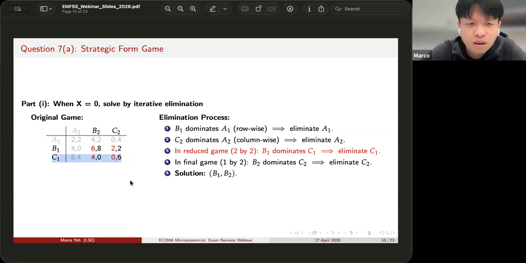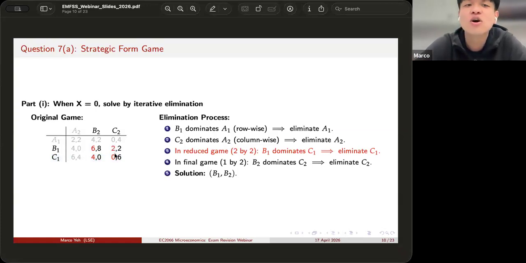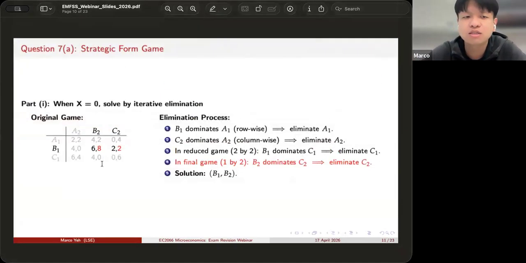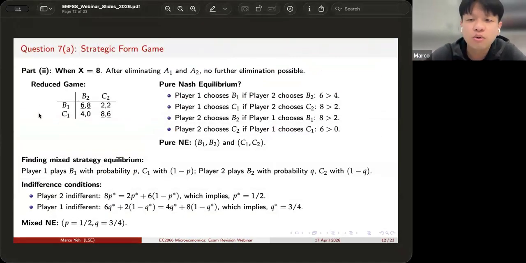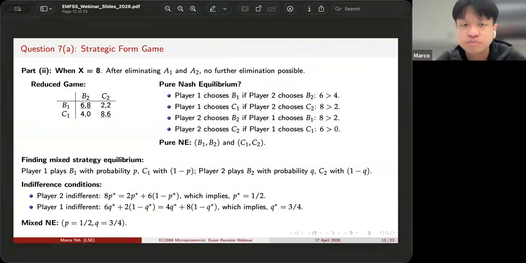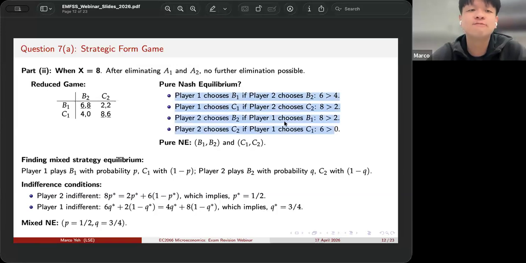Sorry, 6 is greater than 4 and 2 is greater than 0. So you eliminate C1. Now, 2 is no longer greater than 8. So there is no elimination possible up to this moment. So we will stop here with a 2x2 matrix. Then we want to find a pure Nash equilibrium. What should we do? We need to check the best responses. What do I mean by that? You need to check these 4 bullet points.